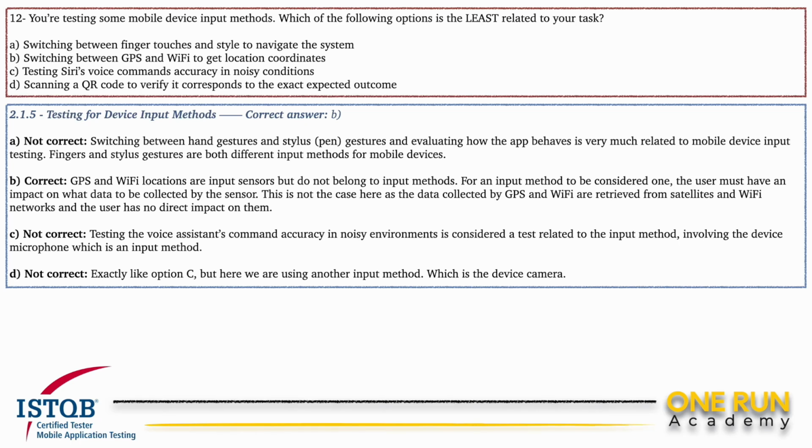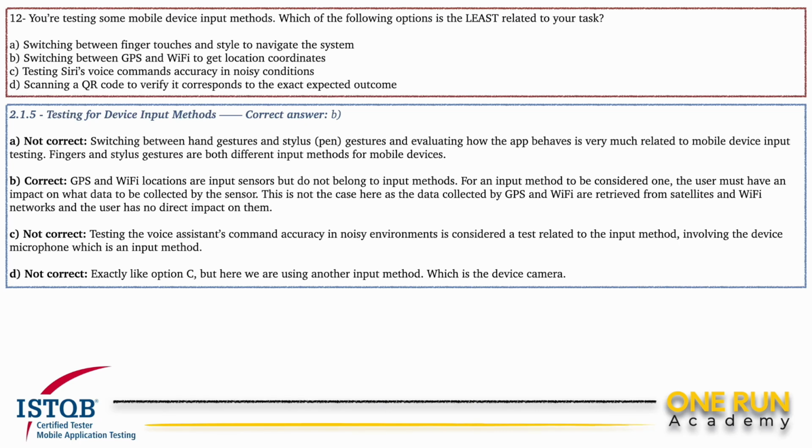Sure, this involves using the device's microphone to receive voice inputs and evaluate the performance of voice commands under various conditions. Since it directly deals with voice input, this is clearly related to mobile input testing. And lastly, option D, scanning a QR code to verify it corresponds to the exact expected outcome. This option involves using the device's camera to capture and interpret QR codes, which is another form of input. Therefore, this is also related to mobile input testing.